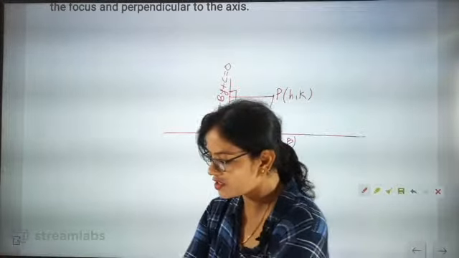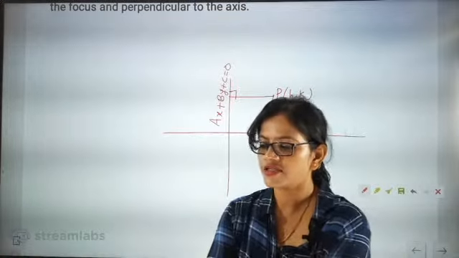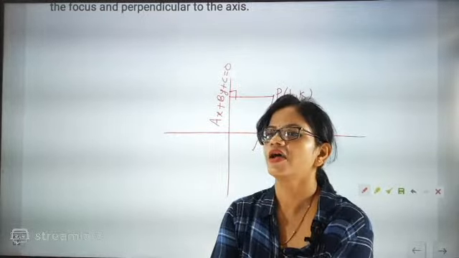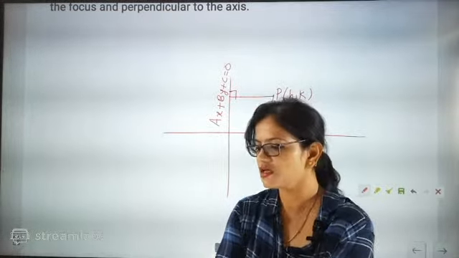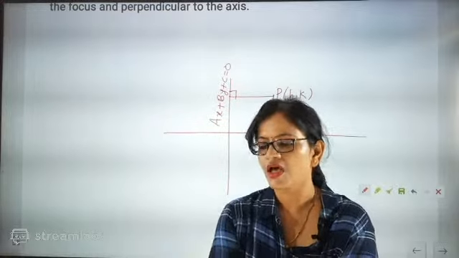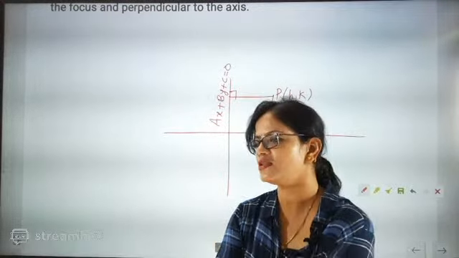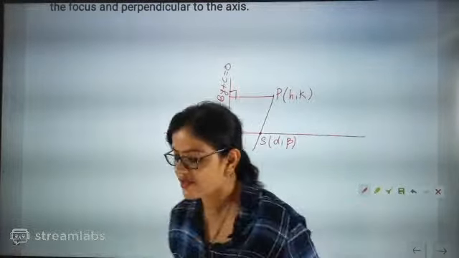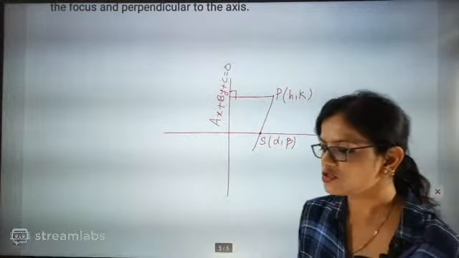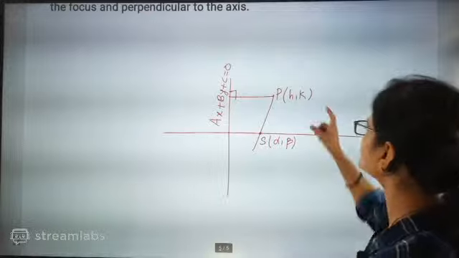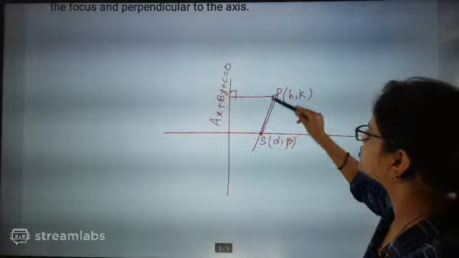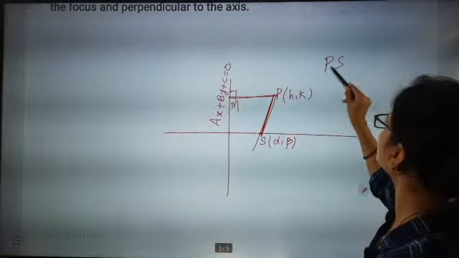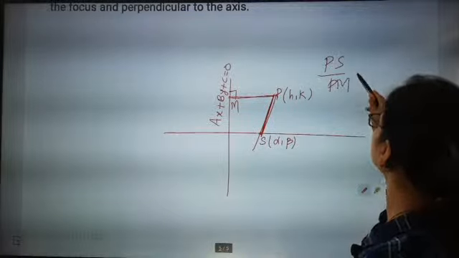In the story, what are all the characters we have discussed? Eccentricity is there, which is the fixed ratio. The fixed point is the focus. I think in the beginning I talked about eccentricity. So the fixed point is called the focus, and the fixed line is called the directrix line, and the ratio between PS by PM is E. So PS by PM will be equal to E.